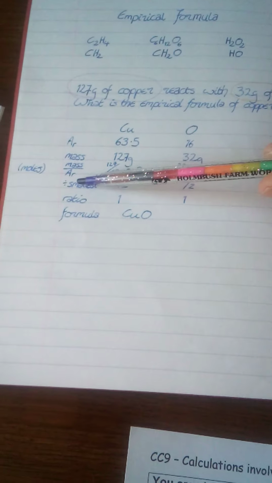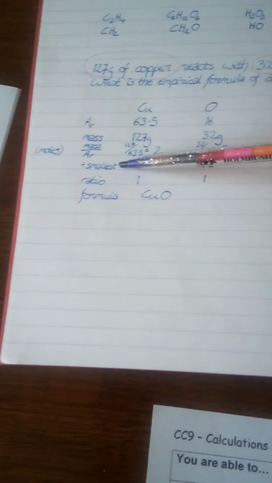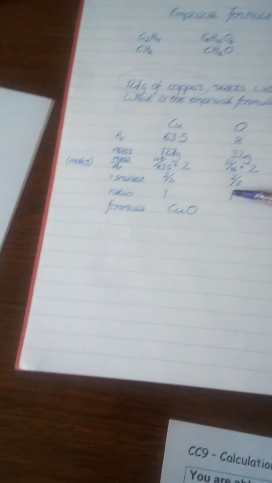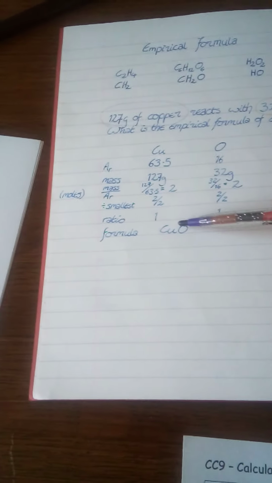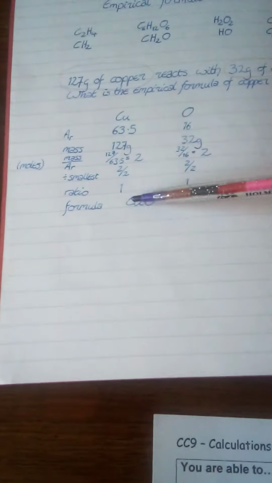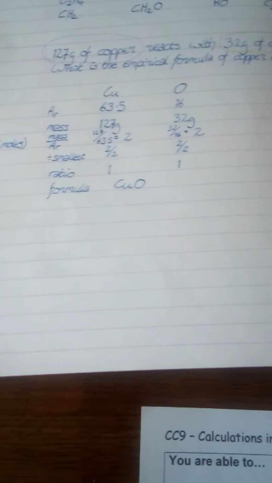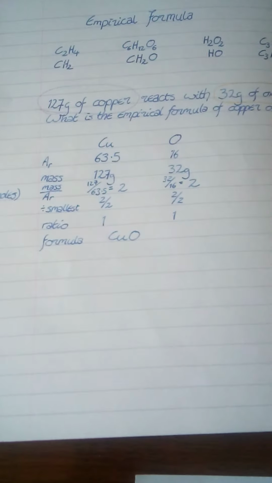We then divide it through by the smallest to find our ratio. So 2 divided by 2 gives you 1. So the formula has to be 1 copper to 1 oxygen. So CuO, and we never write the number 1 in chemistry because, quite frankly, it's confusing enough with a capital I and a lowercase l. We don't want a 1 in there as well.